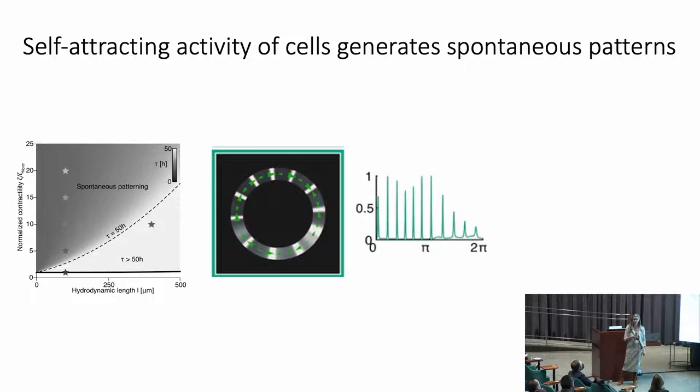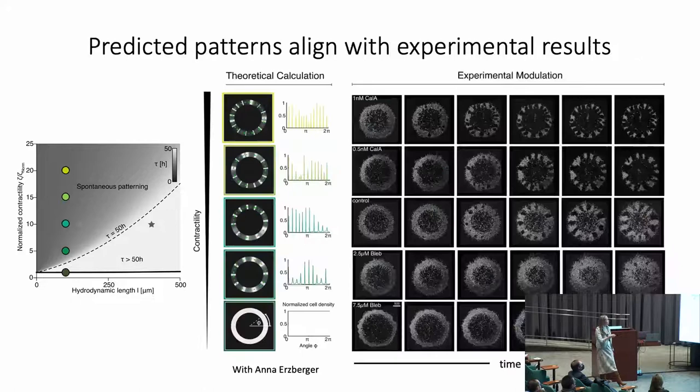And we can play with and test this model a little more. I'll just give an example where we tuned contractility in the system. Anna finds in her simulations that she sees a strong dependency of the wavelength of the pattern on contractility. And when we do these same perturbations experimentally, tuning contractility, we find that the model nicely predicts the trends we see in pattern geometry.